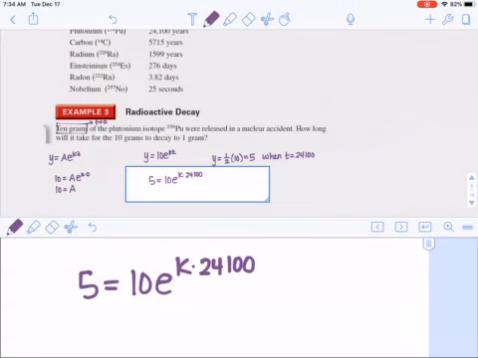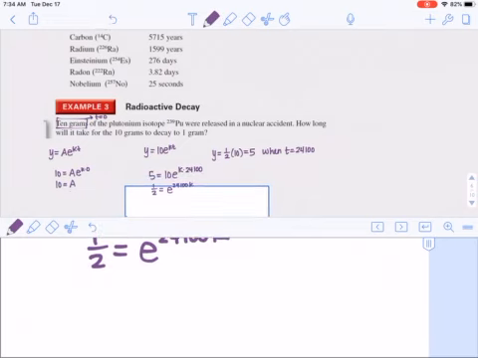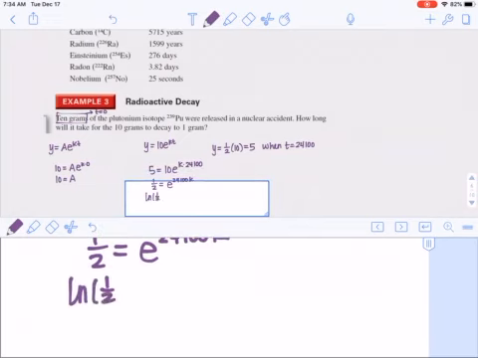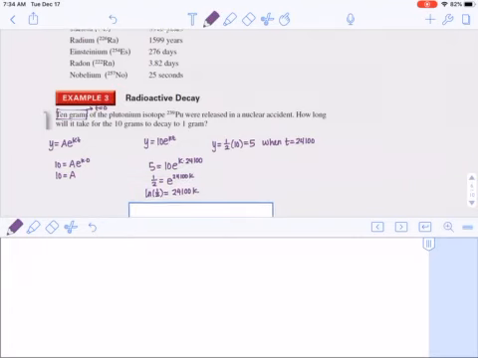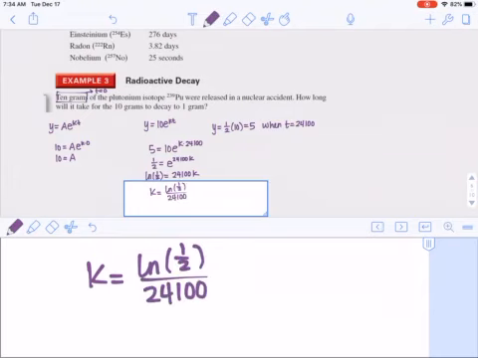The first thing I'm going to do is isolate the e, so divide both sides by 10. You do get 1/2, which maybe isn't that big of a surprise because it's half-life. And then I need to solve for that k value. So natural log of 1/2 equals the natural log of that e thing, which is going to leave me just the 24,100 times k. And so k equals natural log of 1/2 over 24,100.